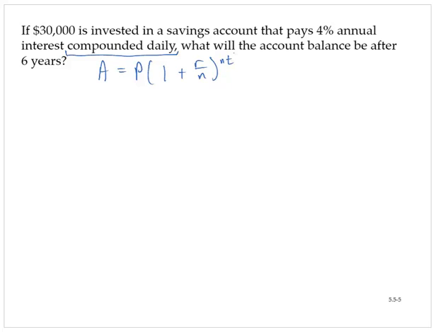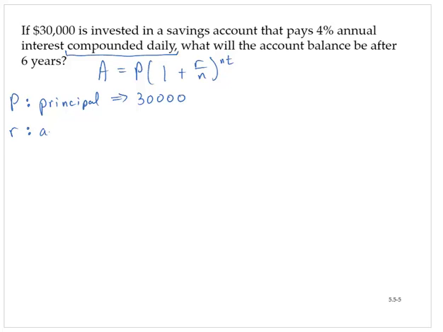Now, what do all these things mean? P is the principal. That's the amount that's invested or borrowed. In this problem, that would be the $30,000.